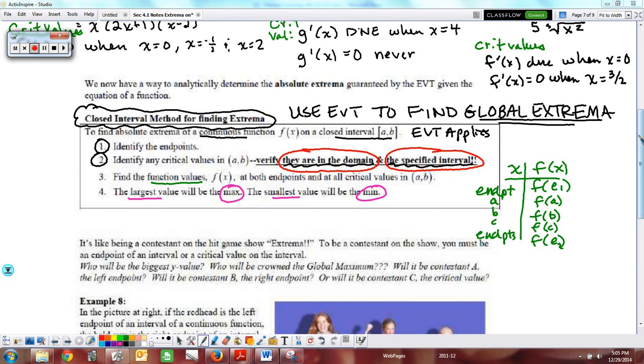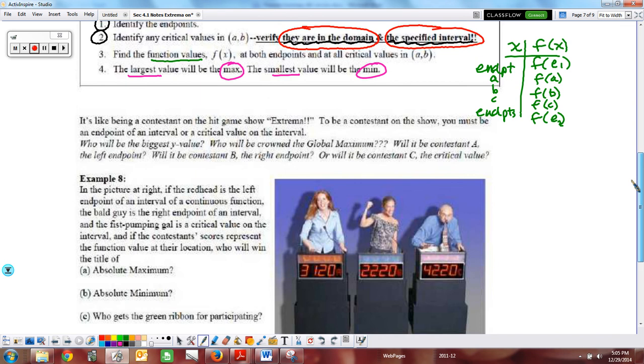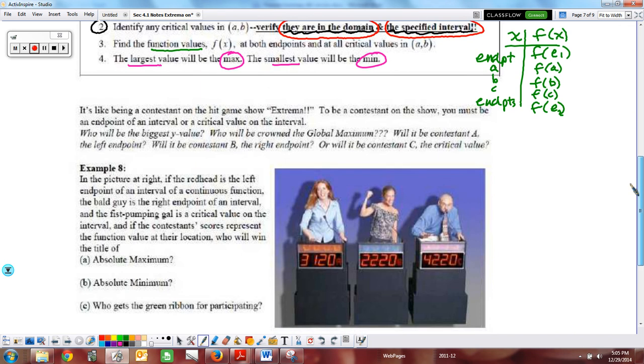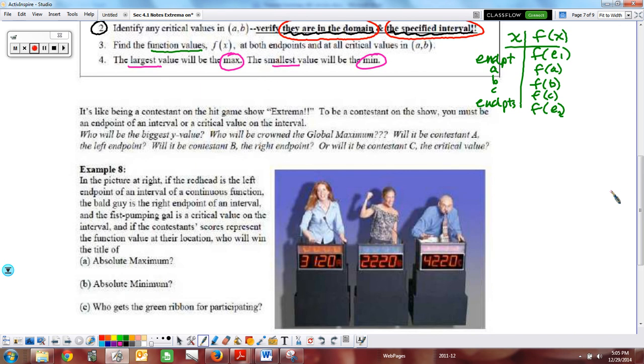Alright, and so I know this is like a joke, but it's basically like trying to be on a hit game show, like Jeopardy, we'll call it Extrema. So pretty much you know that whoever has the biggest value is the winner, so winner, global max. Whoever has the lowest value is the loser, the global min, and the in-between person was just a critical point or an endpoint that just didn't win the game.